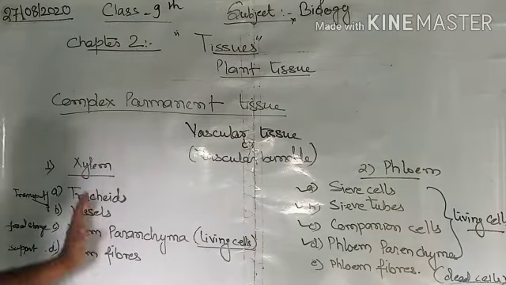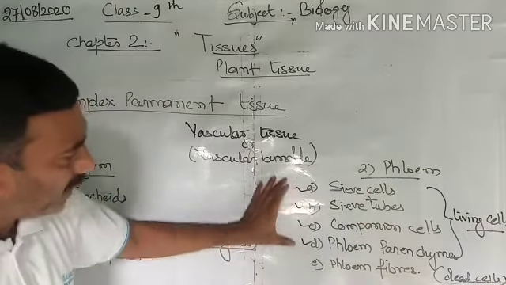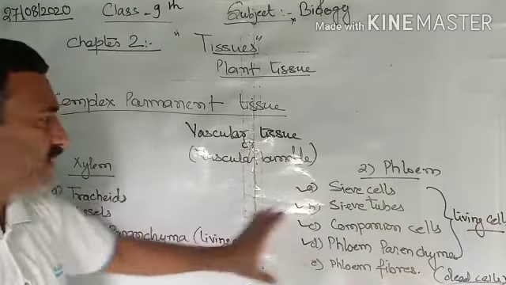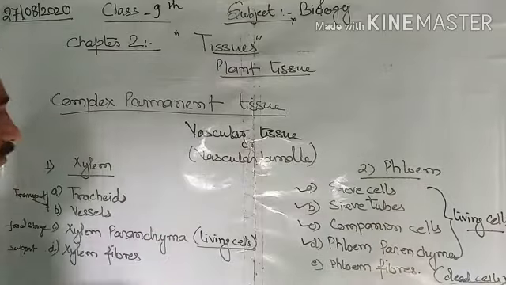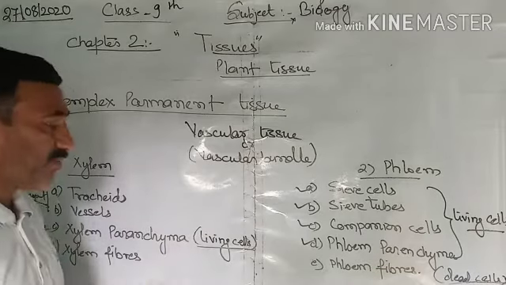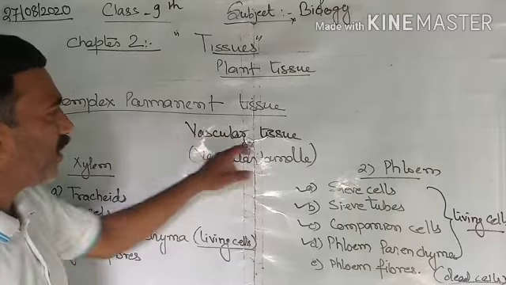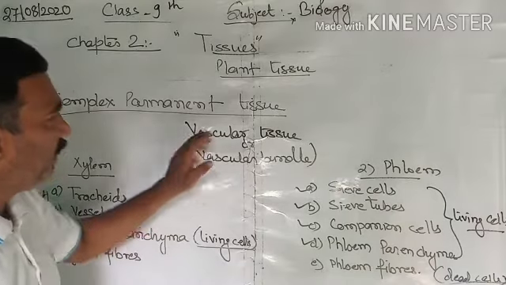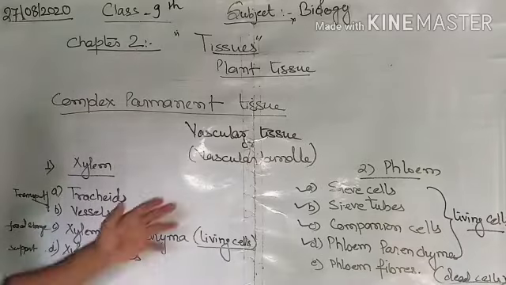Got it? So this was all about xylem and phloem, and since they are themselves a bundle of cells, they are called a vascular bundle. And why vascular? Because they are responsible for the process of transportation. That means they are tube-like, hence they are called vascular. Collectively, the xylem and the phloem are called the vascular tissue or vascular bundle.